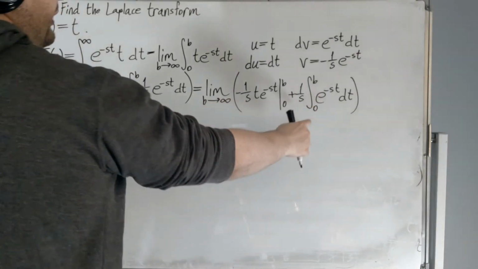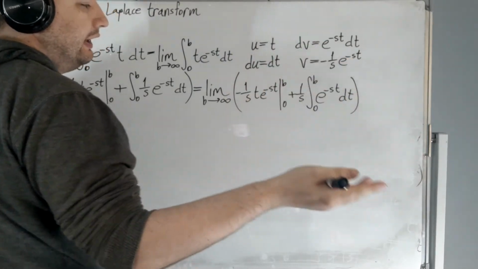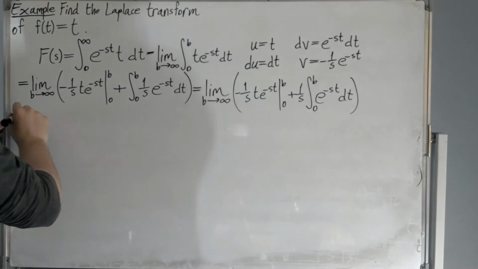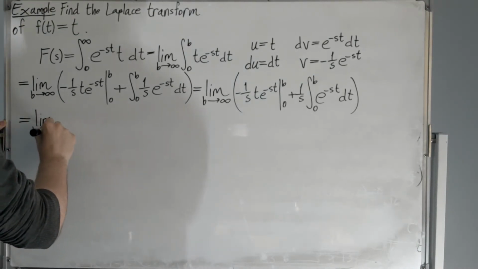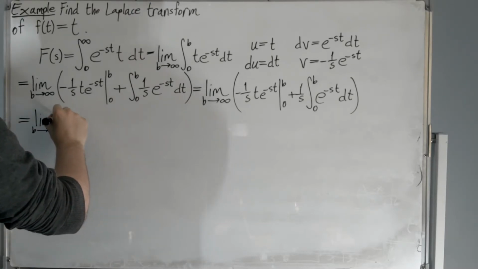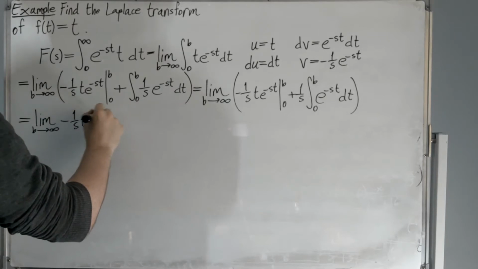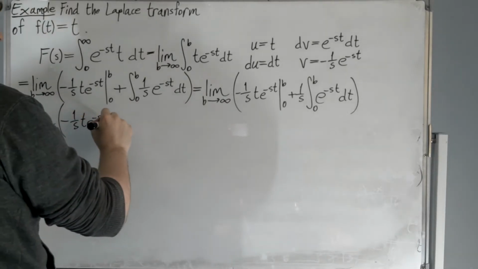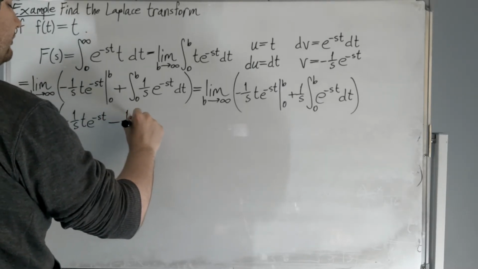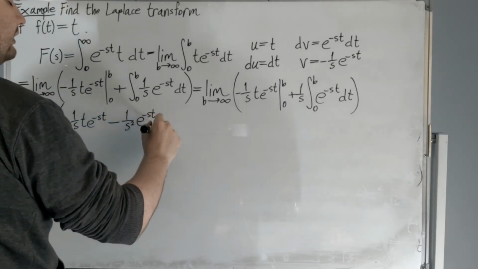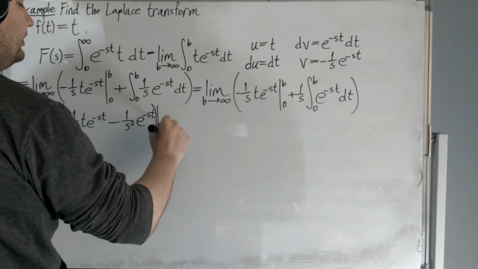So the antiderivative of e to the negative st, once again, is negative 1 over s e to the negative st. So this becomes the limit as b approaches infinity of negative 1 over s t e to the negative st minus 1 over s squared e to the negative st, and all of this is evaluated from 0 up to b.